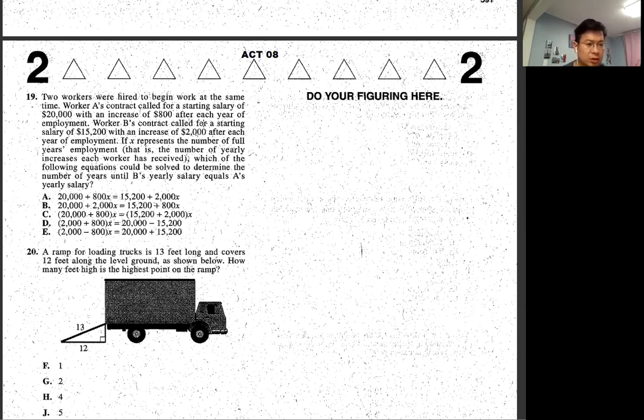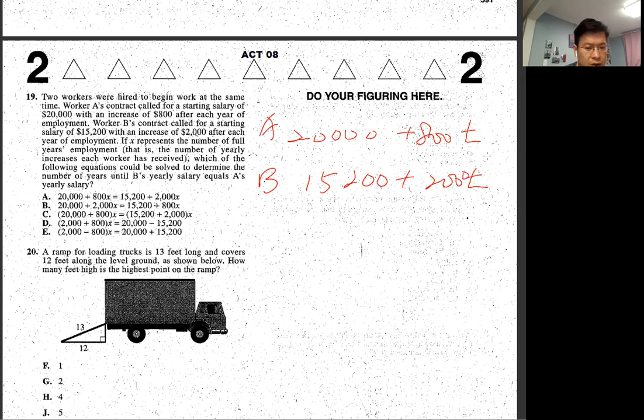2 workers hired. This is starting salary 2,000 plus 800 every year. Worker B contract. This is for A. B is 15200 plus 2,000 P. If X represents the number of full year employment, which of the following equation could be solved to determine equal? Oh, so this two equal to each other.